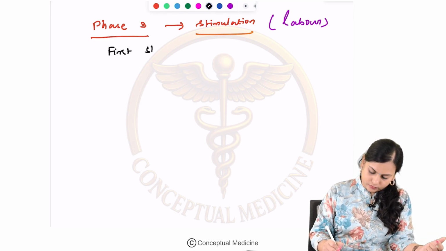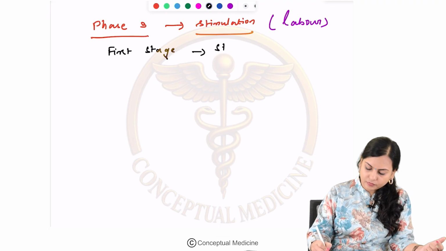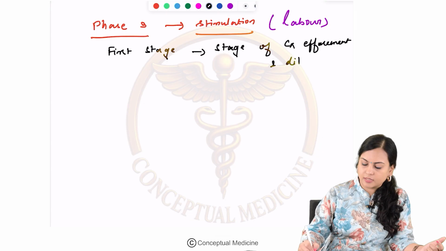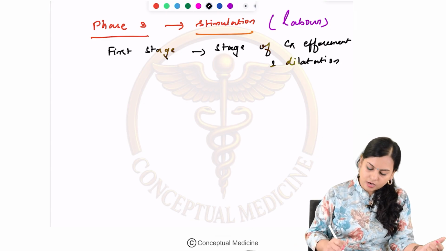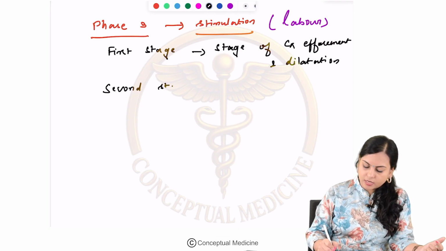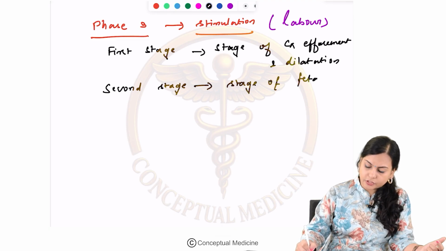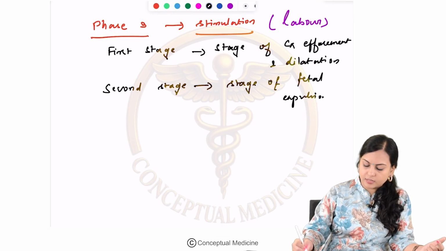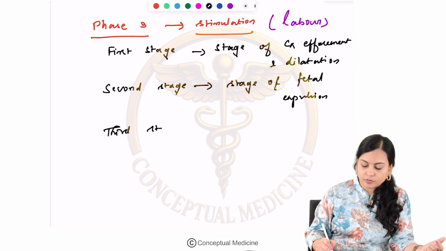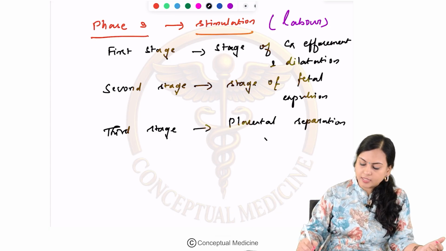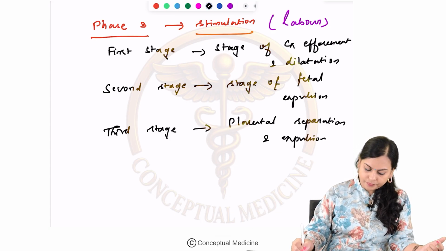So, first stage is the stage of cervical effacement and dilatation. Second stage is the stage of fetal expulsion. And yes, obviously the third stage is going to be, what will be remaining? It is going to be the stage of placental separation and expulsion. Clear? Okay.